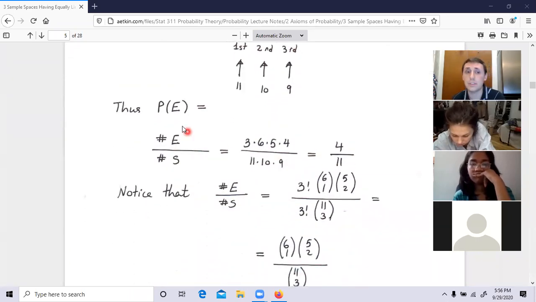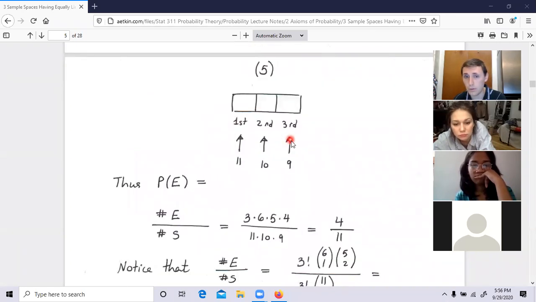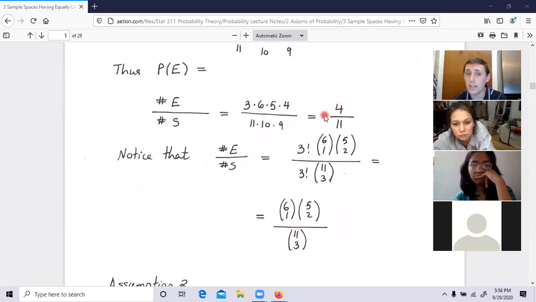So the probability for E is the number in E divided by the number in S, which is what I calculated divided by the combinatorial argument for the denominator. It's 4 over 10, which is also the same thing as 3 factorial times 6 choose 1, 5 choose 2 divided by 3 factorial times 11 choose 3, which happens to be 6 choose 1, 5 choose 2 divided by 11 choose 3. Good. You have to understand, guys.